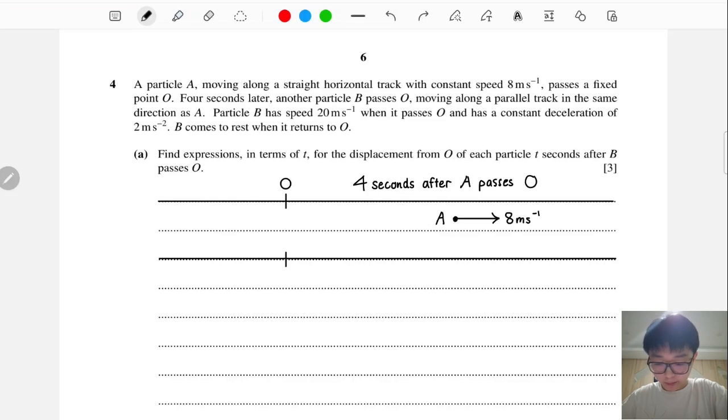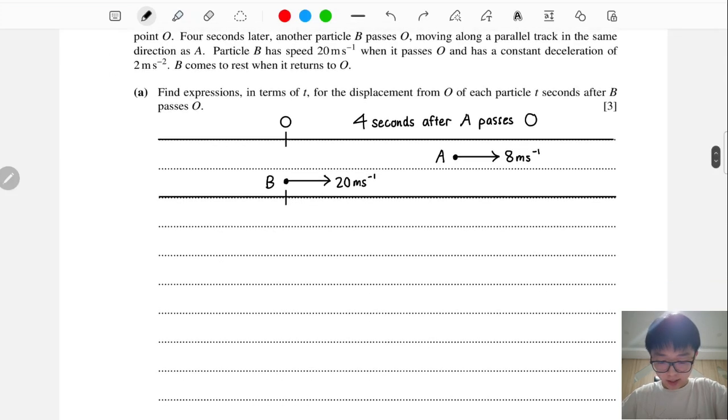4 seconds later, another particle B passes O. So B would be at O at this instant. And particle B has a speed of 20 meters per second when it passes O and has a constant deceleration of 2 meters per second squared. So it's not moving at a constant speed. The question is asking us to find an expression that will give us the displacement of each particle t seconds after B passes O. So from this instant, for the rest of its motion, what is the displacement of the particle?